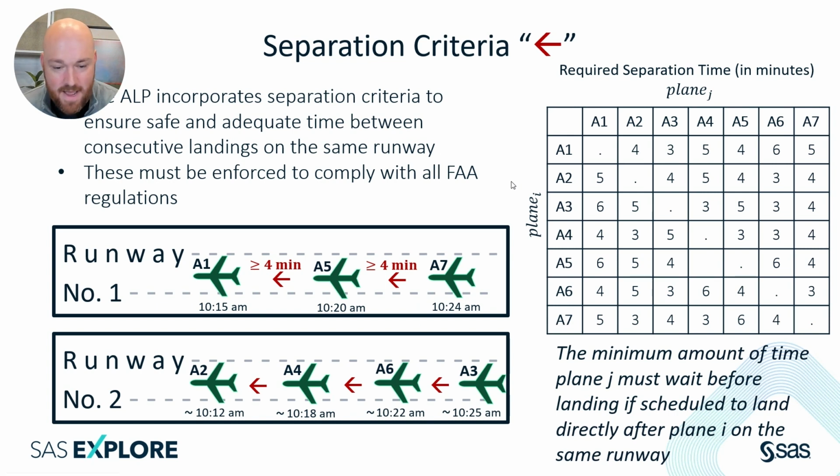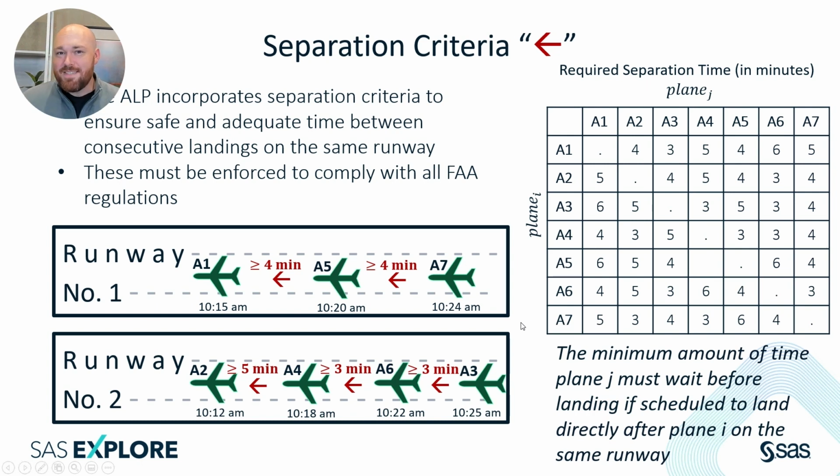And we play the same game down below. If plane A2 lands at 10:12, what's the separation criteria between planes A2 and A4? Well, row A2, column A4 is 5 minutes. So if plane A2 lands at 10:12 plus 5 minutes is 10:17, well, then plane A4 can land at 10:18. Followed by A4 and A6 for 3 minutes, followed by A6 and A3 for 3 minutes.